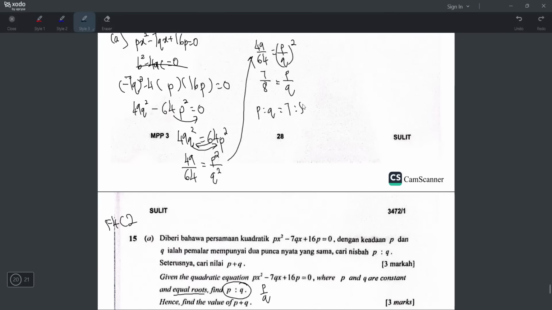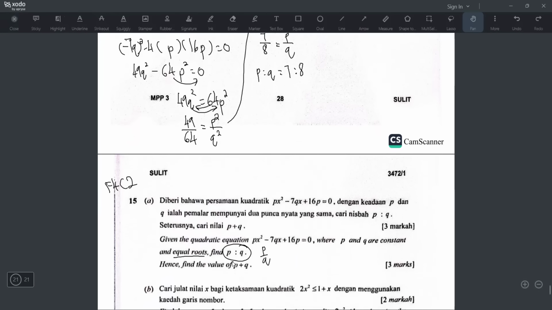It's 7 ratio 8. Okay, one thing I want to mention, when you square root, actually got two answer, plus minus, right? But ratio tak ada negative. Yeah, ratio tak ada negative. That is why I didn't even bother writing the negative answer, because I will end up rejecting it anyway. So why waste time, right? So that's your answer for P ratio Q.